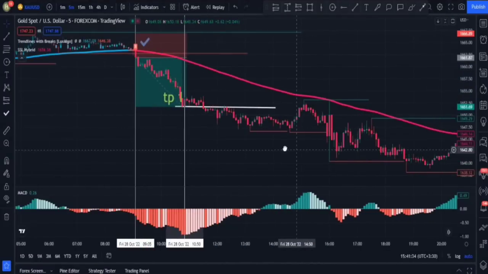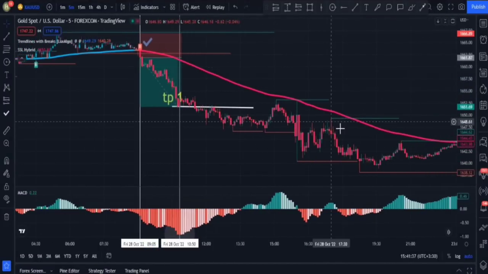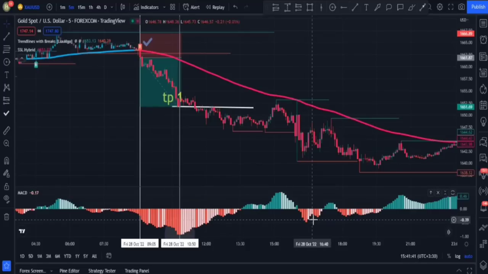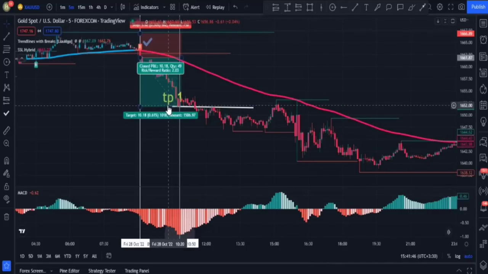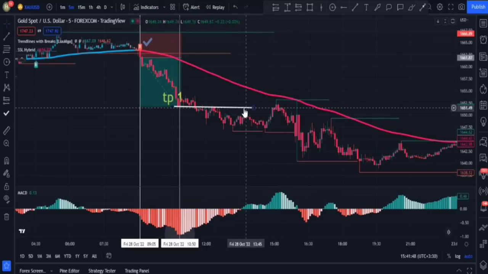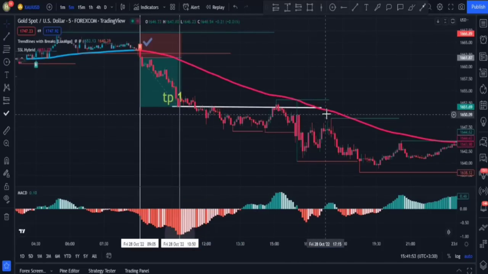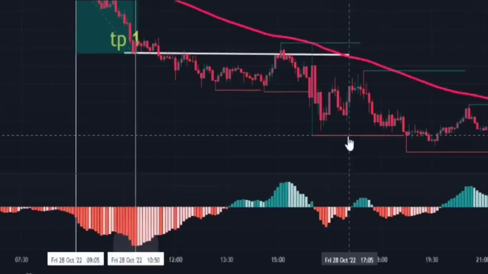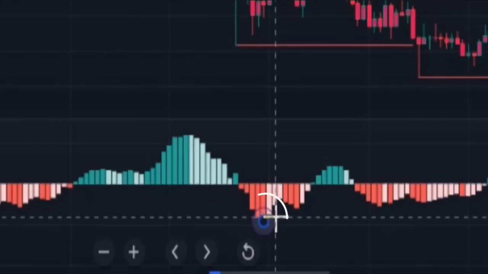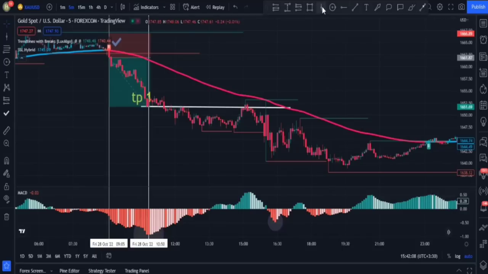And for the second TP, as long as the price is under the SSL Hybrid and its line is red, we could use the histograms of MACD to distinguish our TPs, but under one condition, that is our previous TPs being surpassed. This is the first TP's line, and here the signal gets passed and the price is under the SSL Hybrid. So this longest histogram bar here can be our second TP, which I'll mark with a vertical line here.